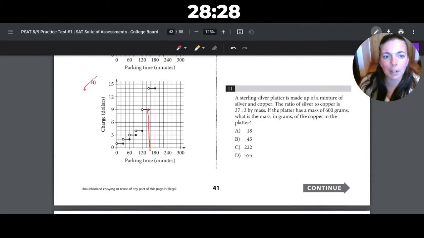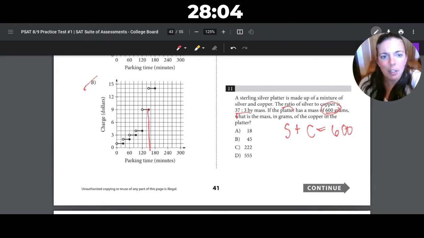Okay, 11. A sterling silver platter is made up of a mixture of silver and copper. The ratio of silver to copper is 37 to 3 by mass. If the platter has a mass of 600 grams, what is the mass in grams of the copper? All right, so we have a ratio of silver to copper, 37 to 3, and the platter has a total mass of 600 grams. So when we add the silver plus the copper, we're going to get 600.